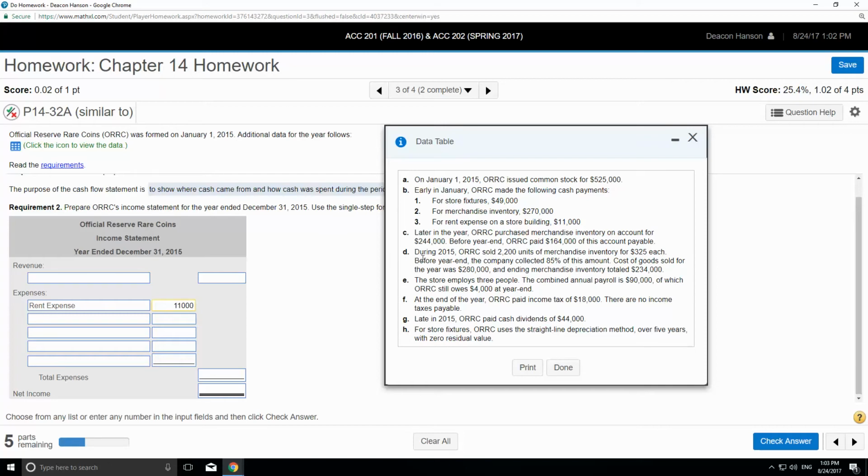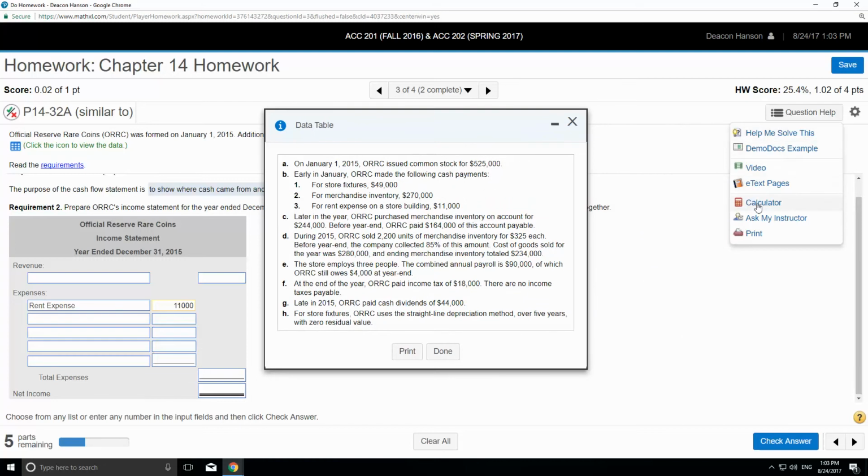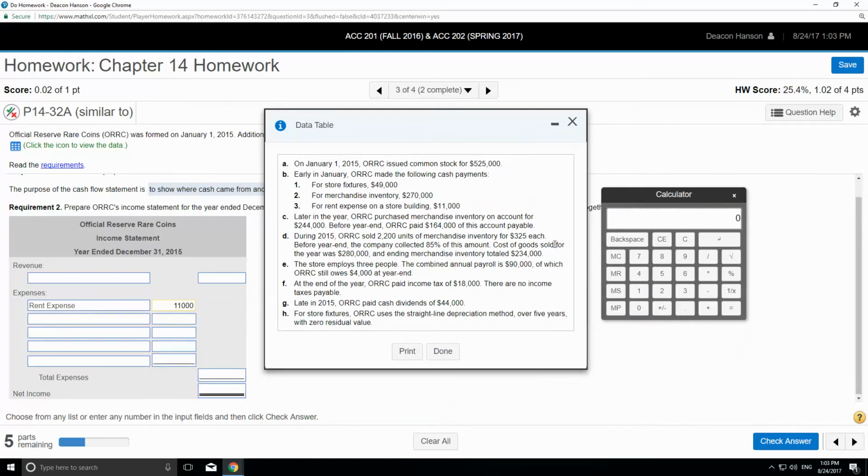Let's see. During 2015, ORRC sold 2,200 units of merchandise inventory for $325 each. That sounds like revenue to me. Okay. That's basically, if I sold 2,200 units at $325 each, from that particular sale, I have $715,000 in revenue. Okay, that was item D, first sentence in item D. So that's my revenue. Now the rest of the next sentence really has to do with the collection. That doesn't have anything to do with what's revenue.